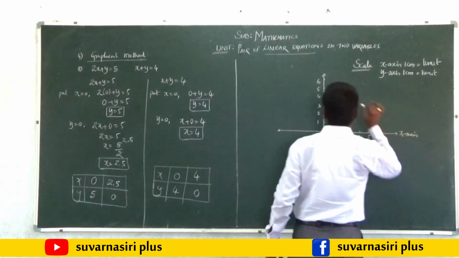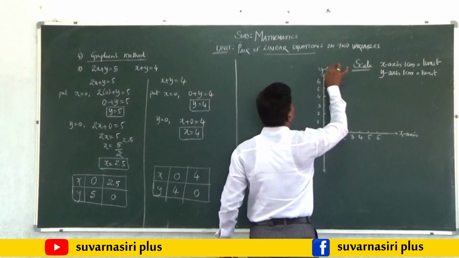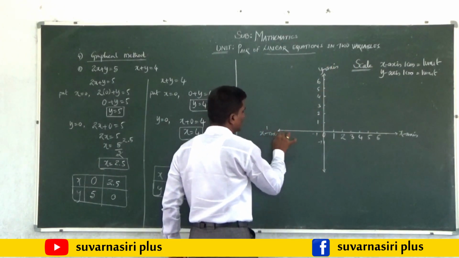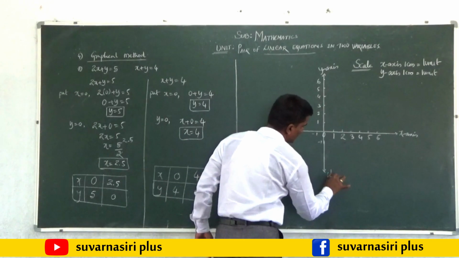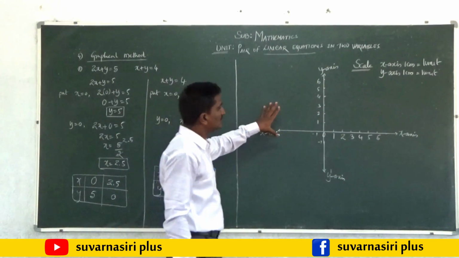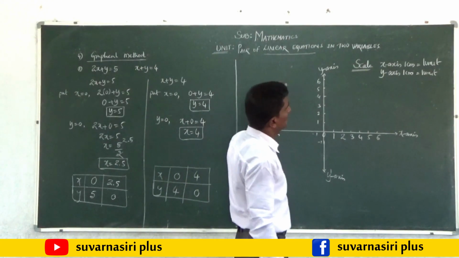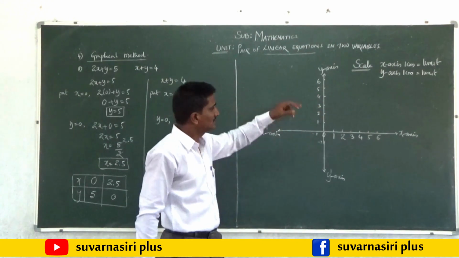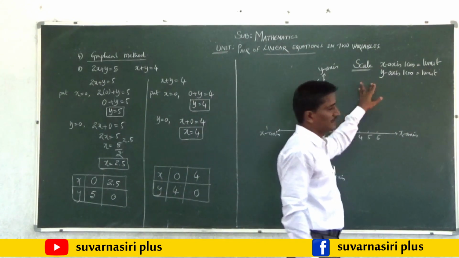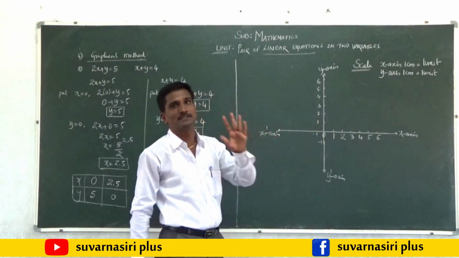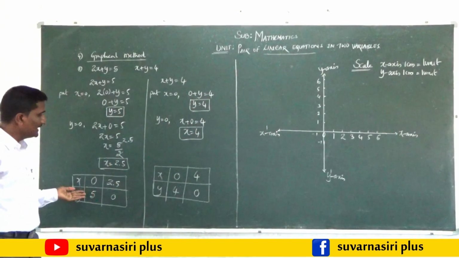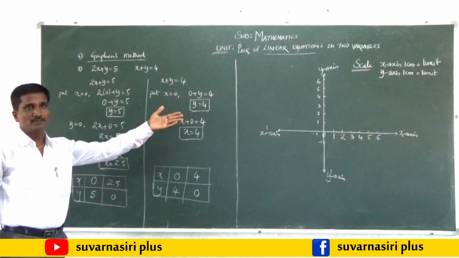X-axis, y-axis. This is x dash, y dash. For this, they will give half marks. If you just wrote x-axis, y-axis, and scale once, in another examination they will give half marks for it. The remaining, what is that? They have to locate the points in the graph.